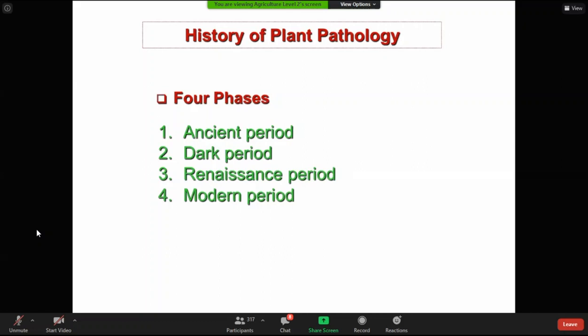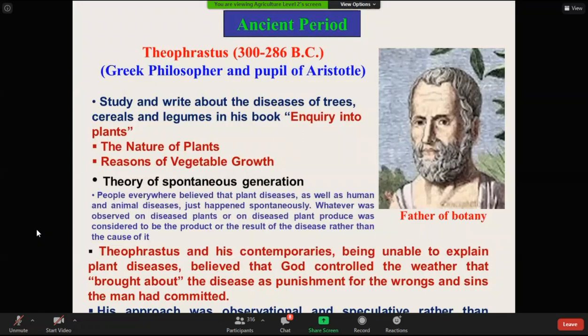Ancient period, dark period, Renaissance period, modern period. Renaissance period means 1400 to 1600, and modern period after 1600. And ancient, you'll see the ancient period of things. This is the ancient period, and you can see here 300 to 286 before Christ.